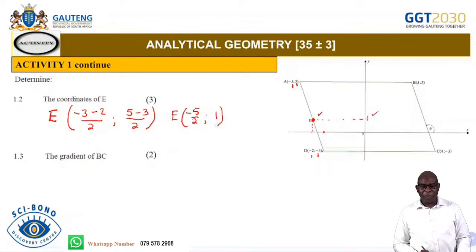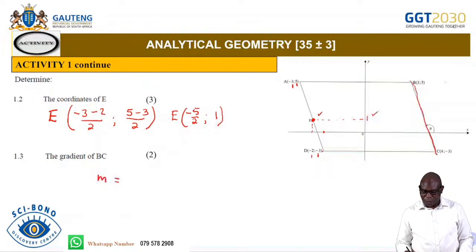Okay, gradient of BC, I love this. I've got the gradient formula. So what is the gradient formula? It's a small letter m. So what is the gradient of BC? So where is BC? Here is BC. Okay, so with the gradient of BC, the formula is y2 minus y1 divided by x2 minus x1. So let's go there. So I'll start with the y.